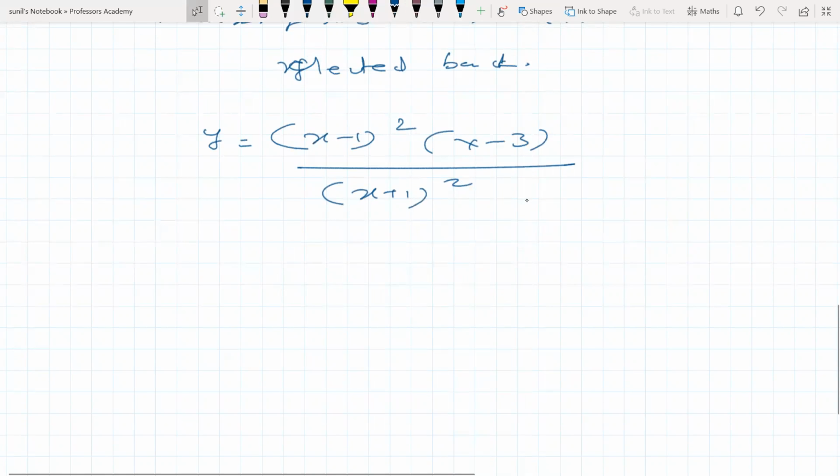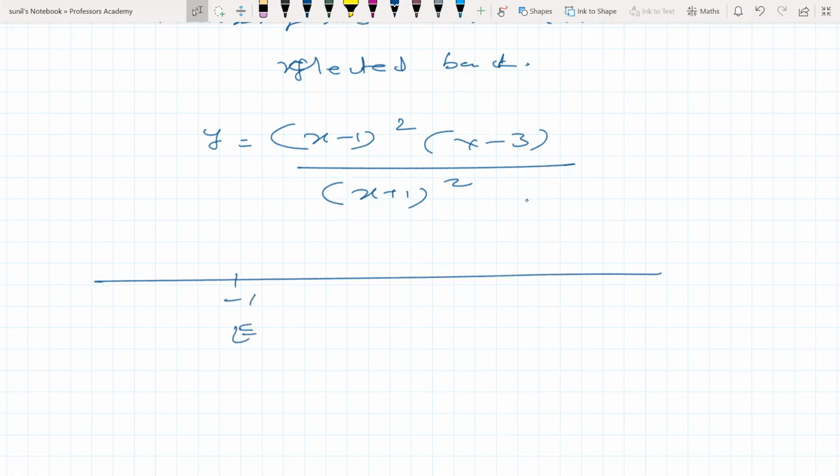You can see this here. Critical points are minus 1, power is even; 1, power is even; 3, power is odd. So the graph is like this. An even power graph will not cross, but this point is not defined also. So the wavy curve for this: here it is negative, here also negative, this is also negative. Whenever x is greater than 3, the expression becomes positive.